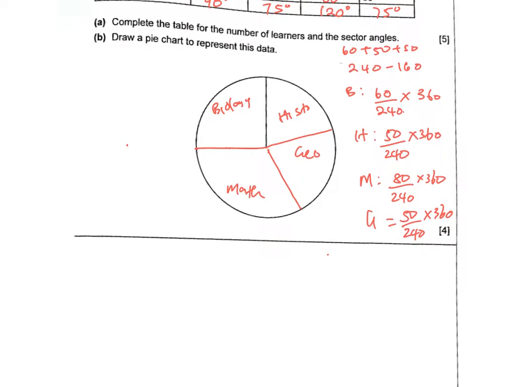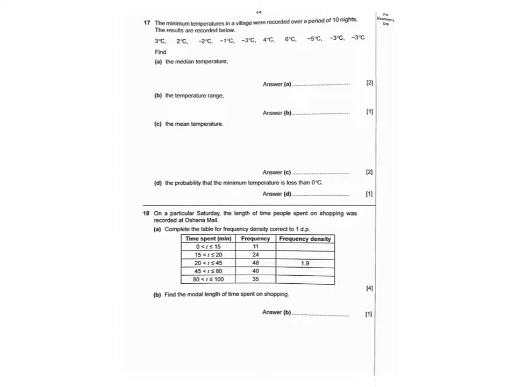Then we go to the next learners. What did I do? That is the last question. Okay. That is blank.